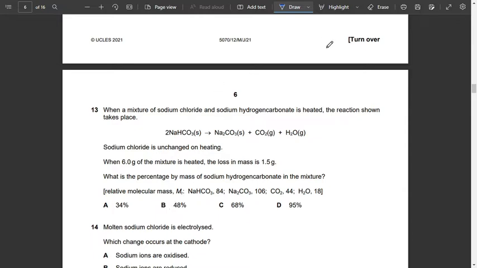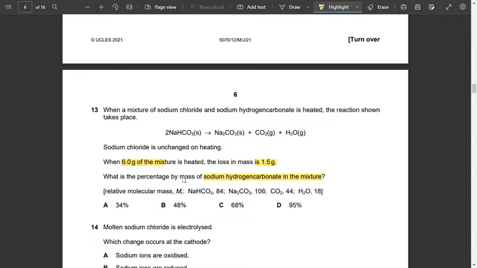Now let's mark the most important things over here. We have 6 grams of mixture, and the loss in mass is 1.5 grams. We need to know the percentage by mass of sodium hydrogen carbonate in the mixture. It's pretty simple. Sodium chloride is unchanged on heating. It remains the same.